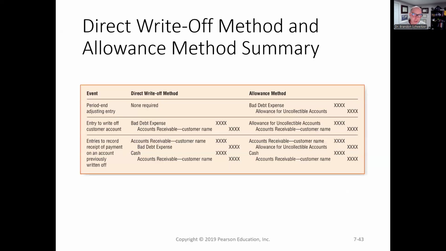This summary slide, love this slide, great slide. Recommend that you look closely at this slide. What this does is it gives a nice comparison between the direct write-off method and the allowance method for doubtful accounts. Typically the company will select one of these two methods. It depends again on the company's circumstances and where everything is with them.